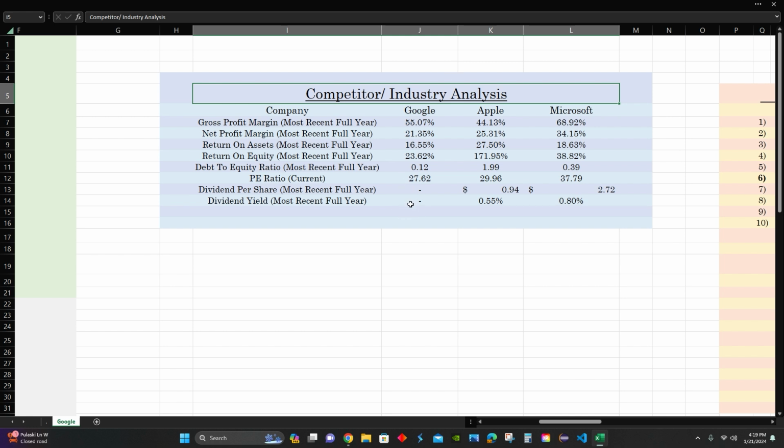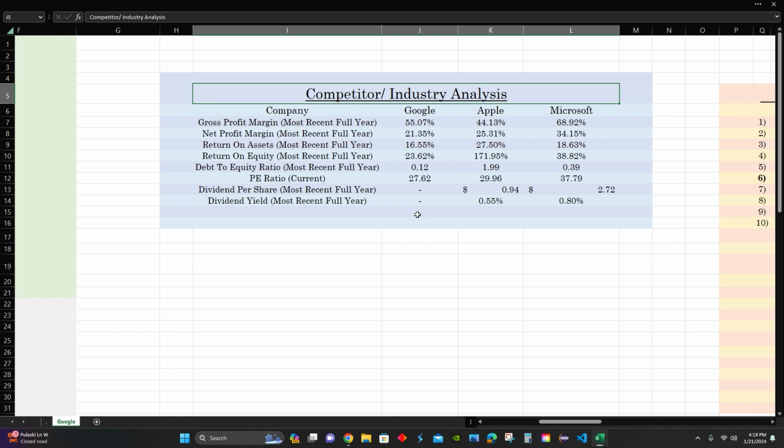But lastly, for their dividend payout, we can see they're the only company out of the three that don't pay a dividend, which is obviously not that good for shareholders, but it could be a benefit because Google doesn't have to continue to release cash from their business. They could keep that cash for themselves and then reinvest back into the company.